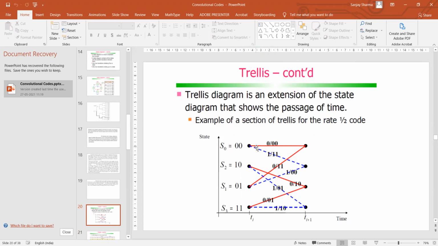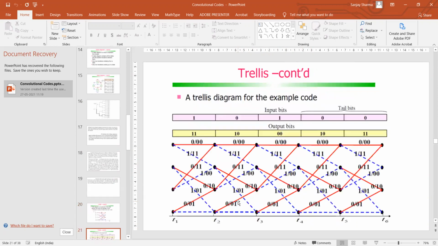So this is the initial state. When the input bit 0 comes, the output will be 00 from the encoder structure, and the next state will also be 00. But when input 1 comes, the output will be 11, and the next state will be 10. So you have to draw the trellis diagram for all these states, right? As I'm trying to explain to you.